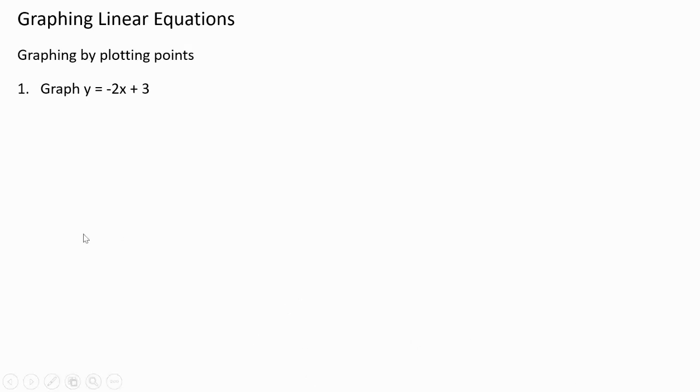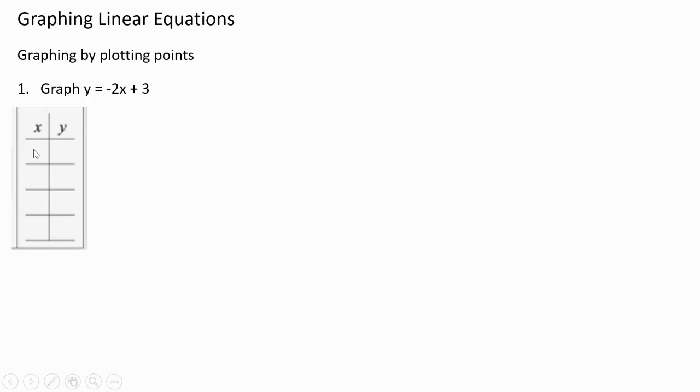To start off, they want you to graph y equals negative 2x plus 3 by plotting points. It only takes 2 points to graph, but I believe some instructors and also MyMathLab want you to set up a table with more than 2 points. But like I said, you only need 2 points to graph.